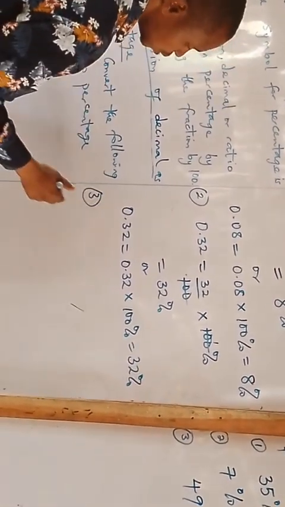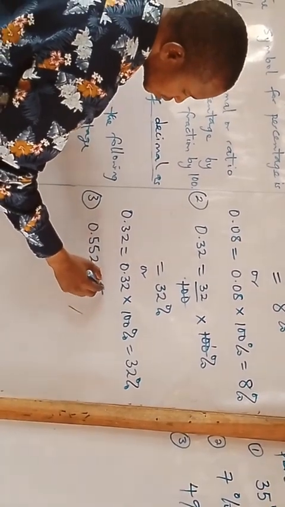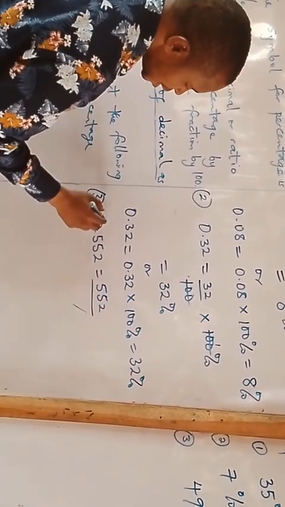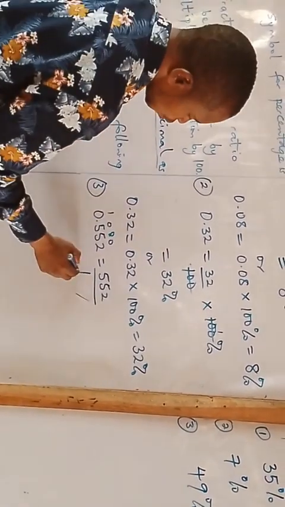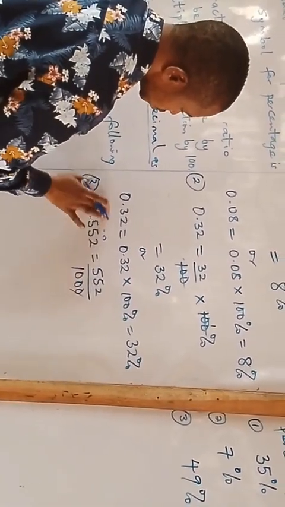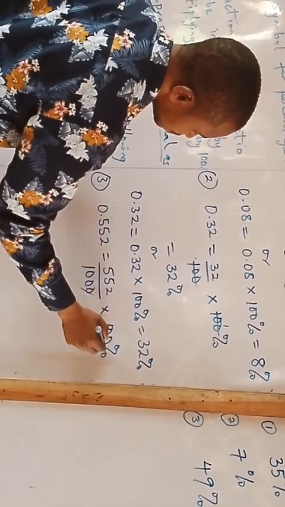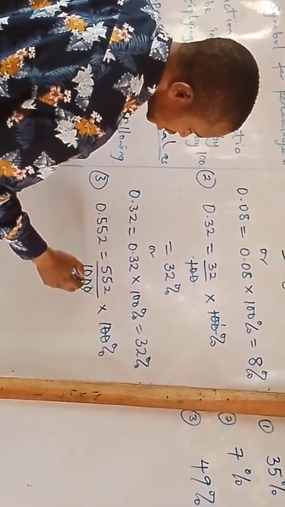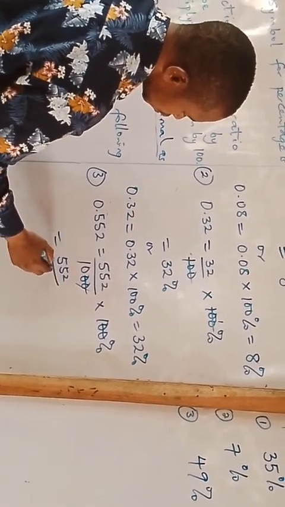Then the third question we have is 0.552. If you write out the number, you have 552, and by the time you replace, you will discover that you have 552 over 1000. Over 1000. So since you want to convert it to percentage, multiply by 100%. We eliminate the zeros here. Then you have 552 over 10%.